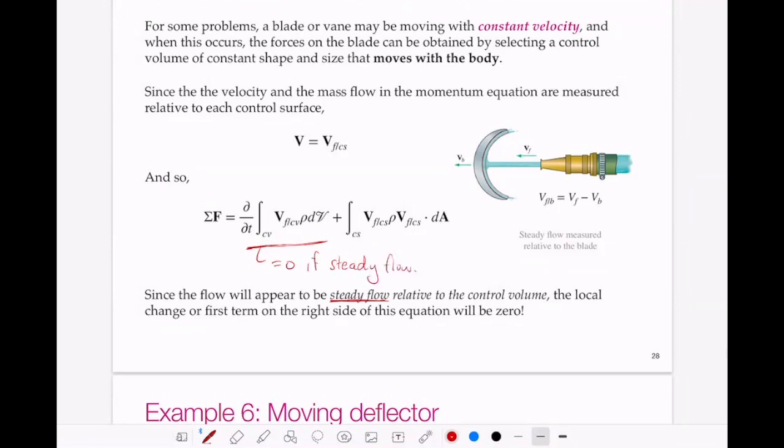We saw earlier a case where it didn't have steady flow, and that was when we had a compressible gas filling up a tank. The amount of mass inside that tank was changing with respect to time. So that wasn't steady flow inside the tank, it was transient, it was being filled up. So if we have steady flow, it means that there is no relative change within the control volume.